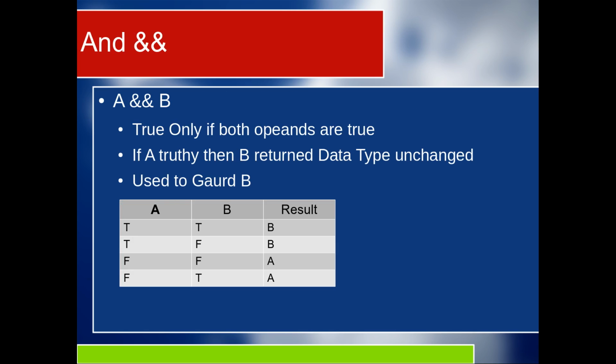So let's start with the logical AND. This is going to be true only if both operands are true. So if A is truthy, we have to evaluate B to see if it's truthy. So it will return B. If B is false, then we can assume that the whole expression is false. If B is true, then we can assume that it's true. Now, remember, B is returned, the type is unchanged. So I said truthy or falsy because it won't be a Boolean true or false. This is often used to guard whatever B contains.